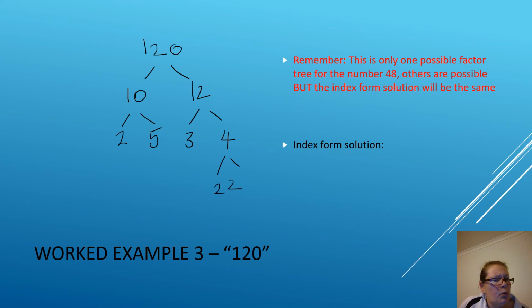So again, pause it, try and work out what your index form solution would be. So 2 appears 3 times. 3 appears once, as does 5.